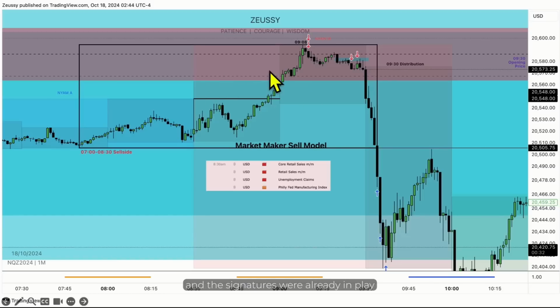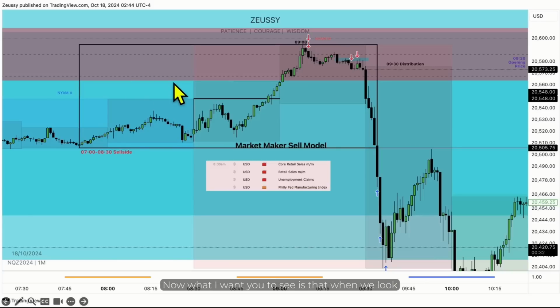And the signatures were already in play for this to take place from 9:30 all the way during the whole session, because I shared in advance that this was exactly the move that I was anticipating and stalking if ES would reject that Monday high, whilst NQ wouldn't.